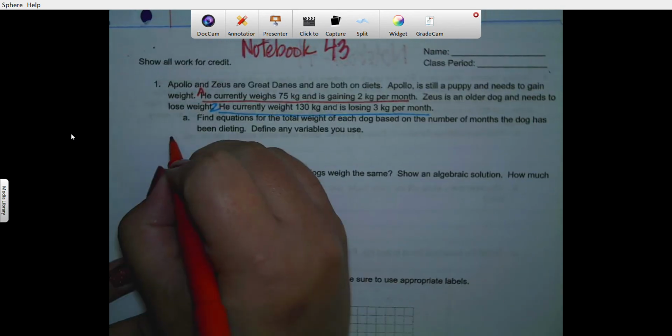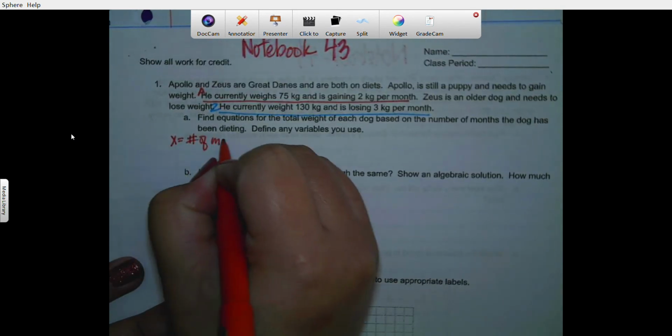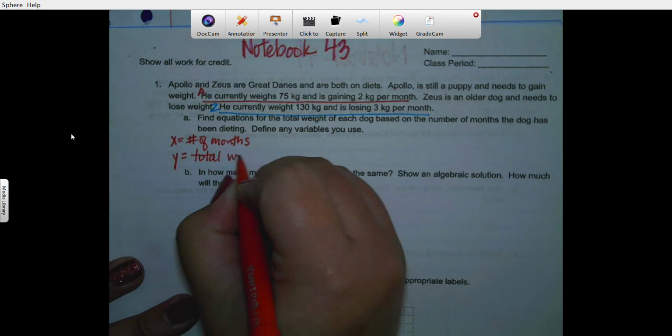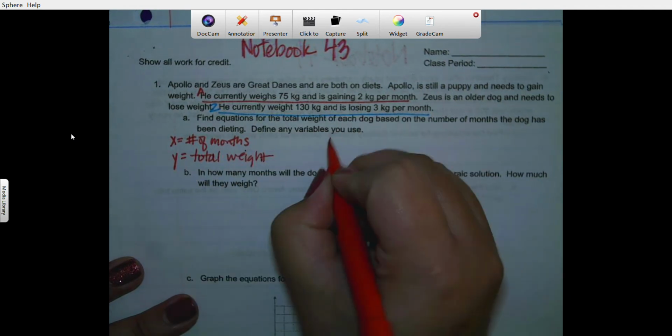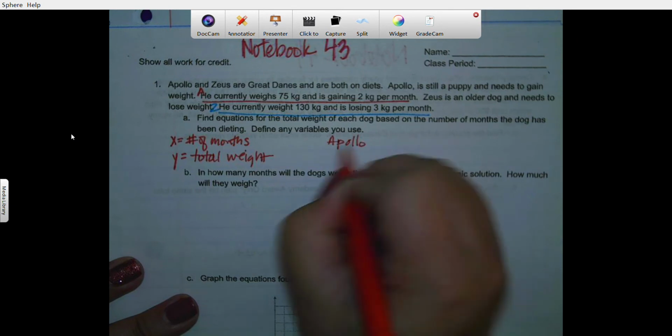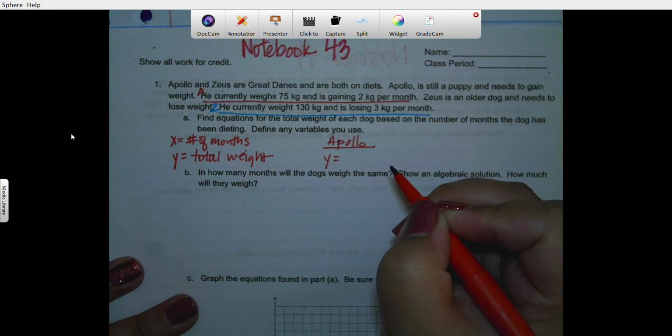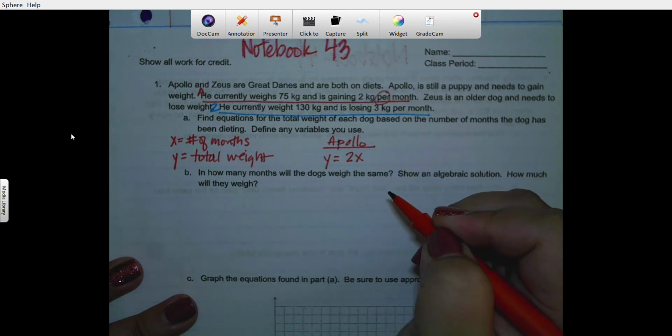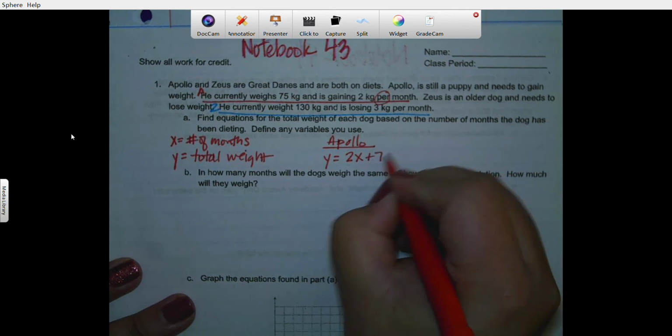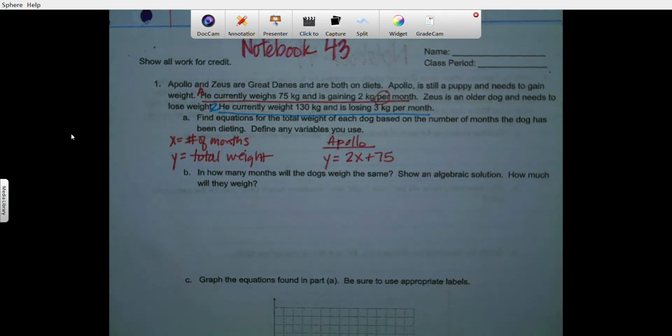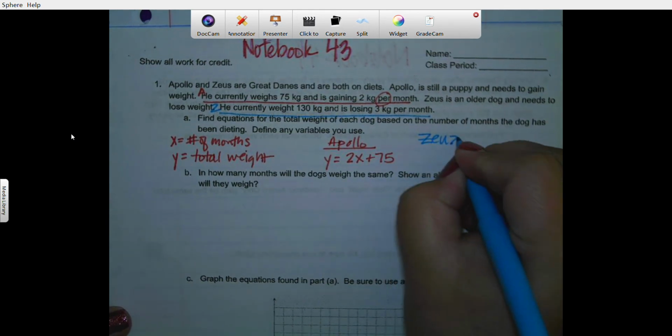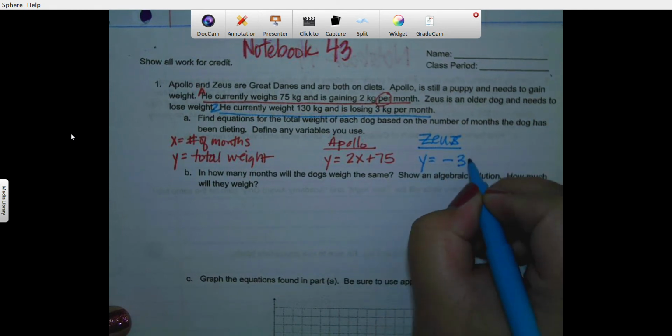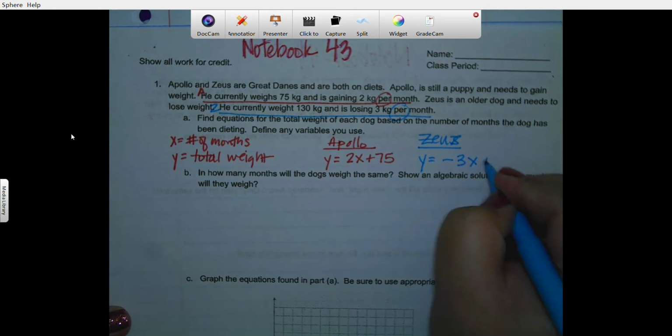So first I need to say that x is the number of months. y is the dog's total weight. So I have Apollo, and his equation: he's gaining 2 kilograms per, remember the word per tells you that's your slope, and he starts at 75. And then I have Zeus, who is losing weight, so that's negative 3 kilograms per month, plus 130.